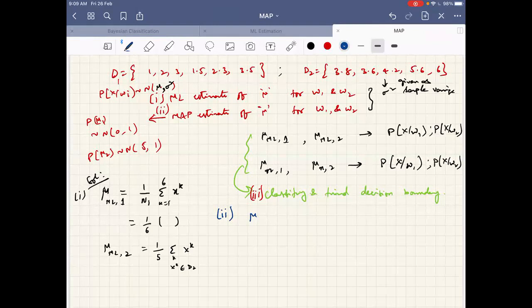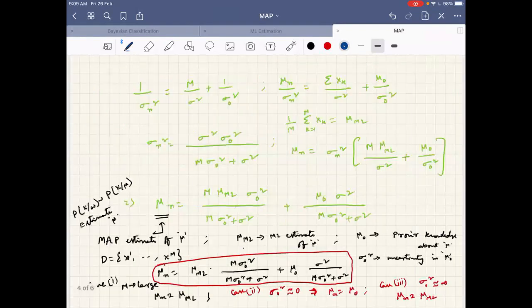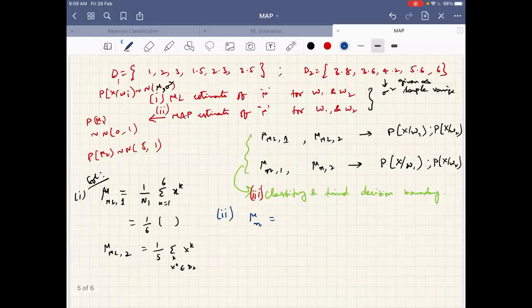m mu ML sigma naught square divided by m sigma naught square plus sigma square, plus mu naught sigma square divided by m sigma naught square plus sigma square. That is mu n, which is the MAP estimate. First, you should convey that the mu n, whichever we have derived, there is no need to derive anything again because we have derived it for the Gaussian case. So you take this expression mu n, whichever we have derived, and substitute them. That's what we do.